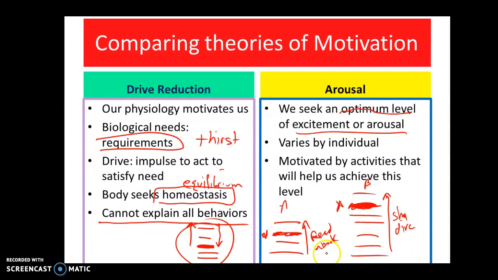So person A will read the book and stay home and drink hot cocoa. I'm using very stereotypical examples. Person B will go skydiving or bungee jumping or join the military, seek out adventure. Okay? All in an attempt to reach that optimal arousal point.